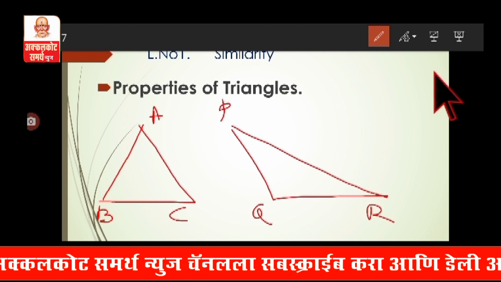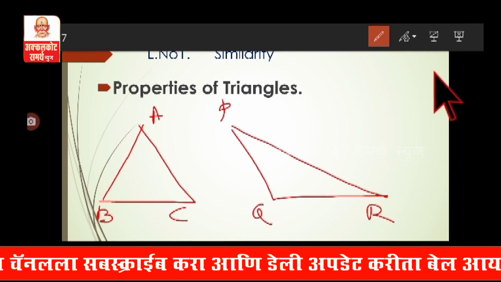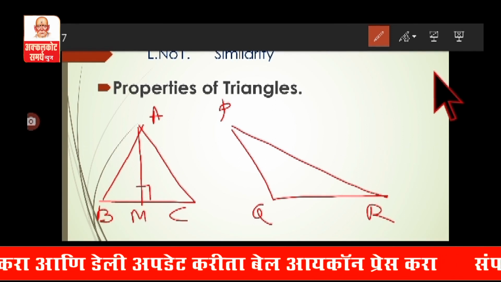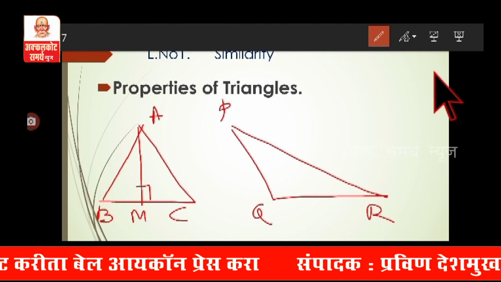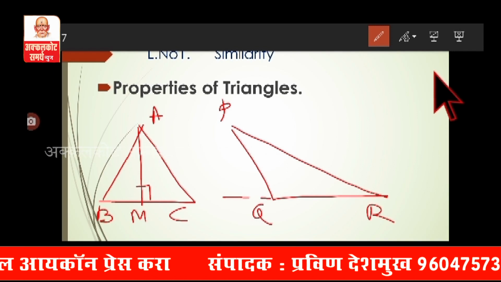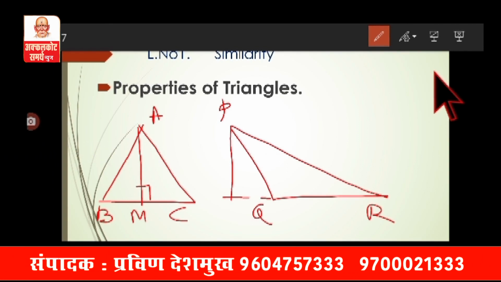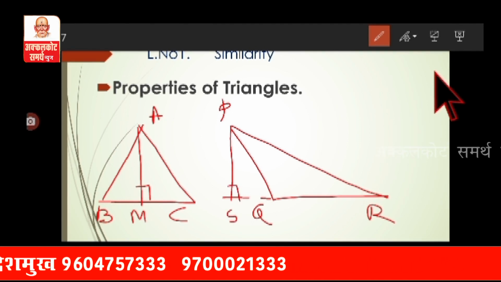PQR. Okay, so it is triangle ABC and triangle PQR, and in that suppose AM is the height of this triangle. As triangle PQR is an obtuse angle triangle, its height we can show outside here. So suppose PS is the height of this triangle.